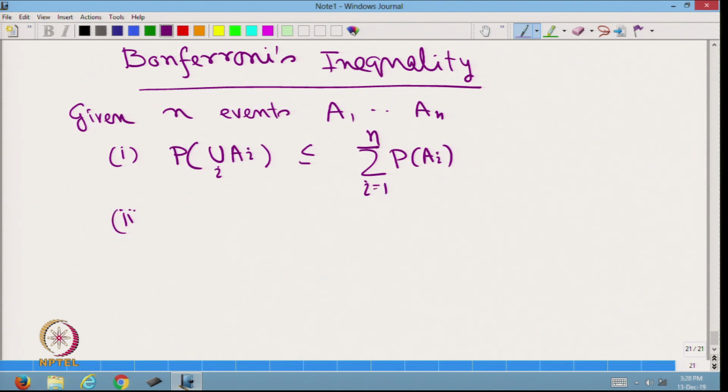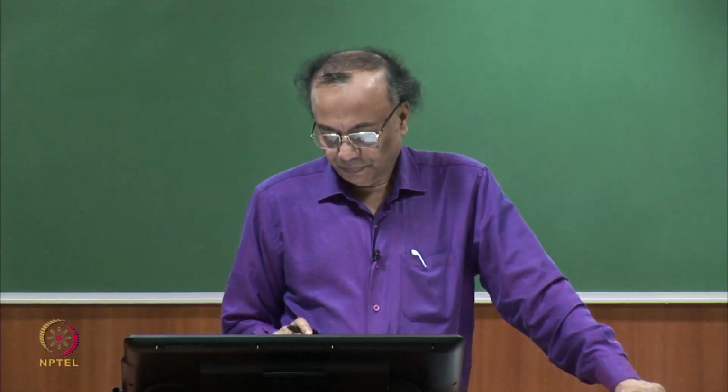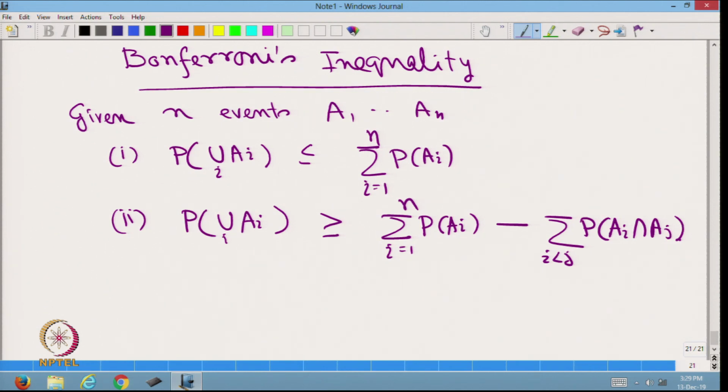And secondly, probability of union over Ai is greater than or equal to sigma probability of Ai, i equal to 1 to n, minus sigma i less than j probability of Ai intersection Aj. In other words, we have already seen the formula for probability of union over Ai. That is a pretty long formula if the value of n is pretty large, but these two inequalities suggest that the value of this probability will lie between these two quantities. From the lower side, this is the bound, and from the upper side, that is the bound.